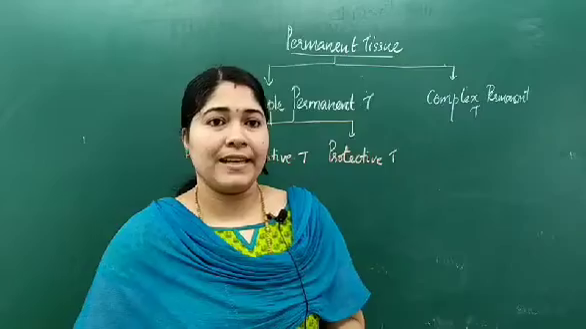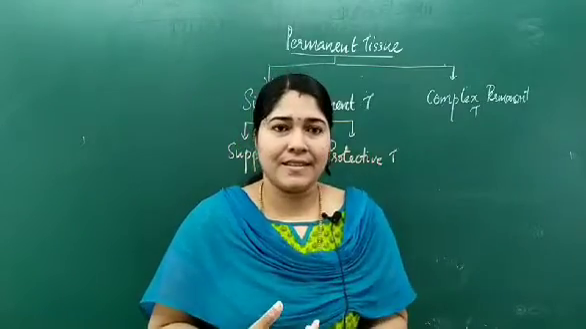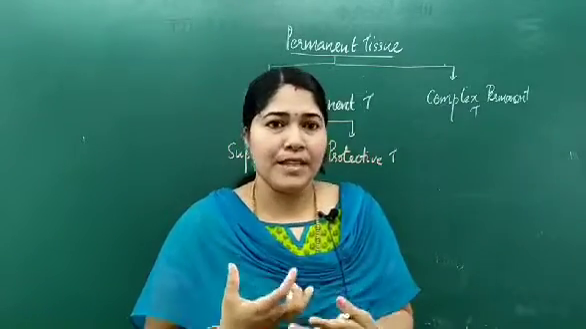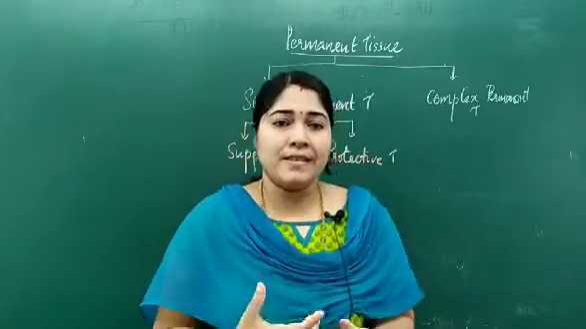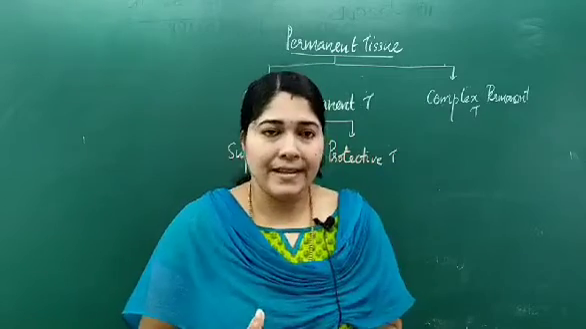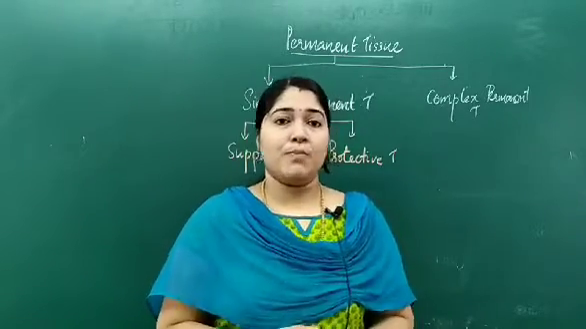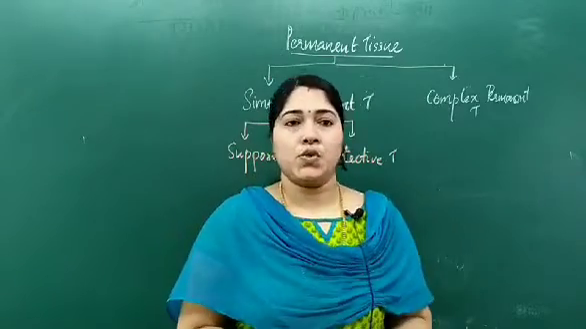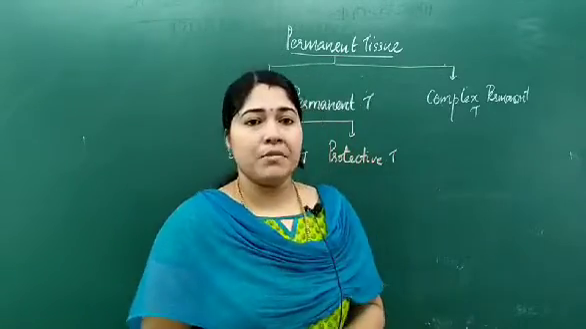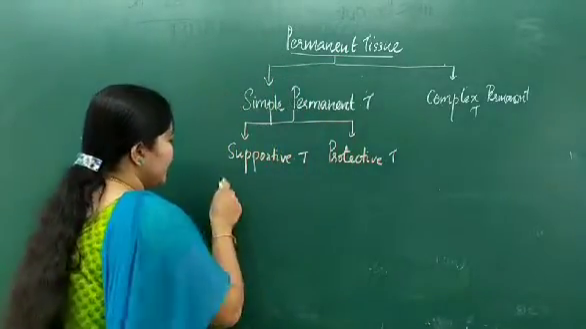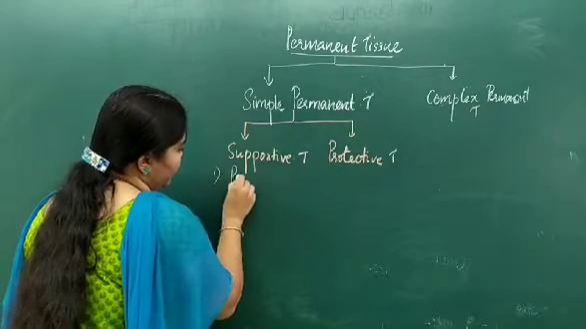Supportive, from the word it is clear. It is giving strength, supporting the plant. It is giving some external support, mechanical strength and support. So it's supportive tissue. Plants have supportive tissues. The three types of supportive tissues are: the first one is parenchyma.